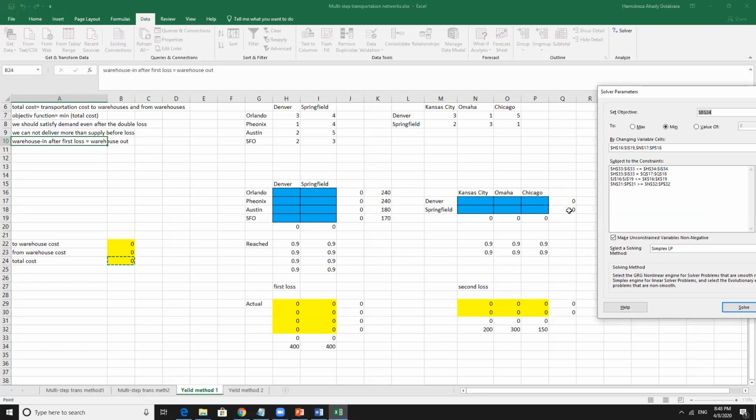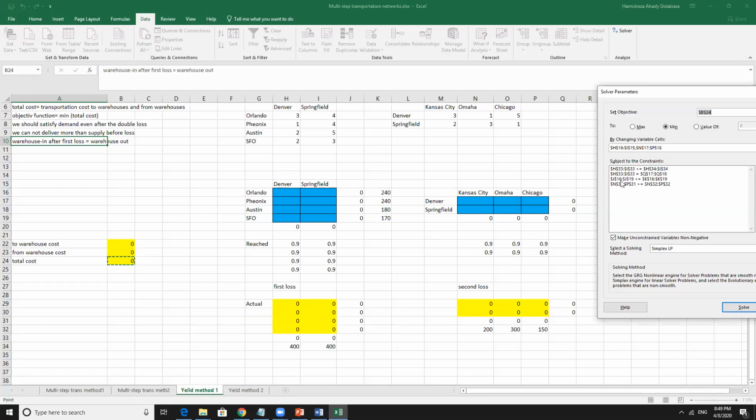So as you see now, the concept is a little bit changed. What I'm checking for inflow of the warehouse comes from this yellow rectangle, not the blue one. And again, inflow equals outflow.